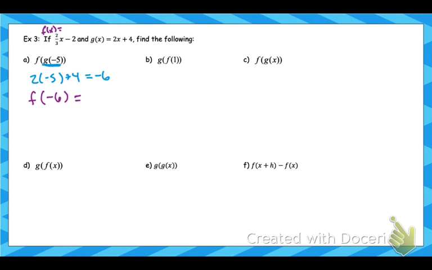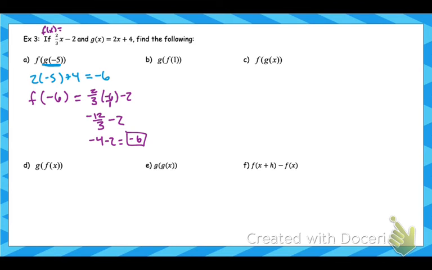So that is going to be 2/3 times negative 6 minus 2. So to multiply fractions again, you multiply across the top and the bottom. So that's negative 6 over 1. So that's negative 12 over 3 minus 2. So that's negative 4 minus 2, which is negative 6.